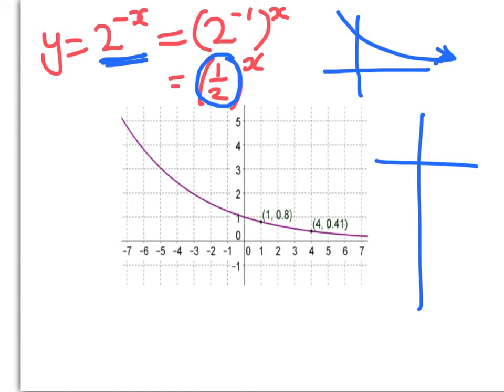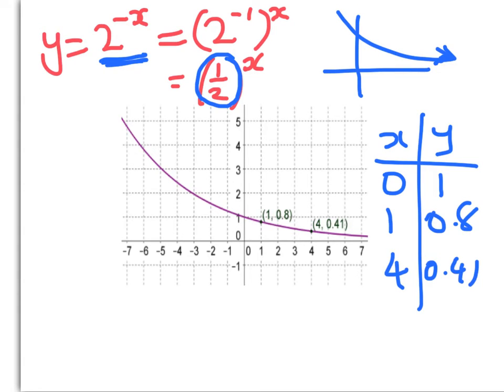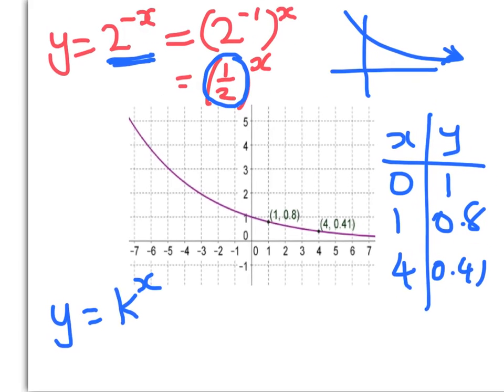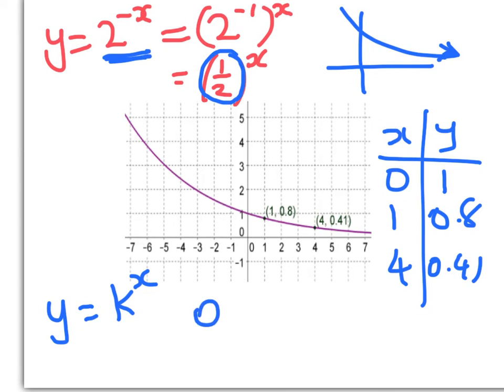So I have got these values of x and y. I've got x 0, y is 1. X is 1 and y is 0.8, and x is 4, y is 0.41. So I've got y is equal to k to the x, and I need to figure out what k is. So I can substitute in 0.8 is equal to k to the power of 1, so k is equal to 0.8.